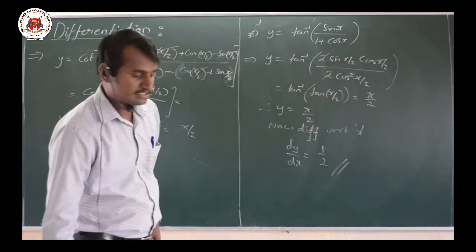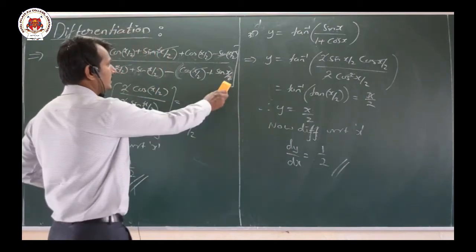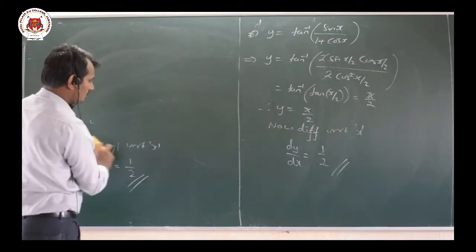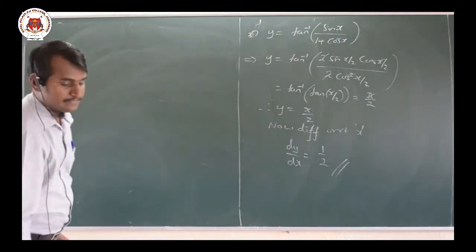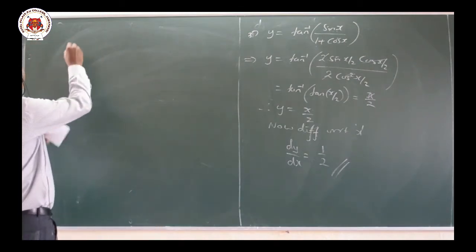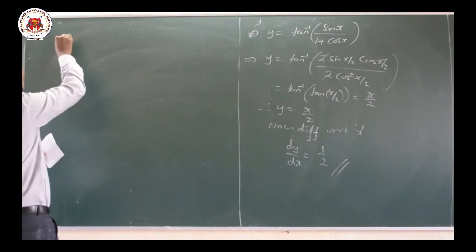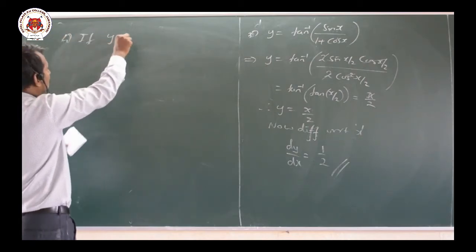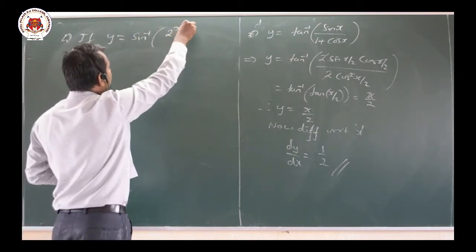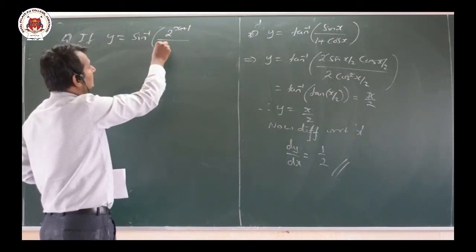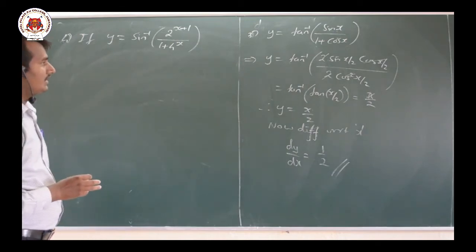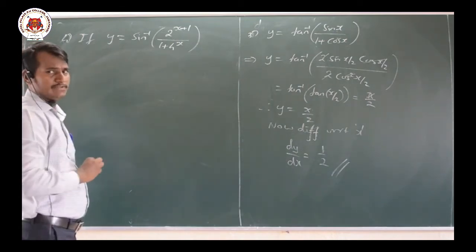Now we shall move on to the next problem. It is a very very simple thing. Now one more problem we look into for inverse trigonometry. The problem is, fourth one: if y is equal to sine inverse of 2 raised to x plus 1 divided by 1 plus 4 to the power of x, find dy by dx. For everything it is find dy by dx.